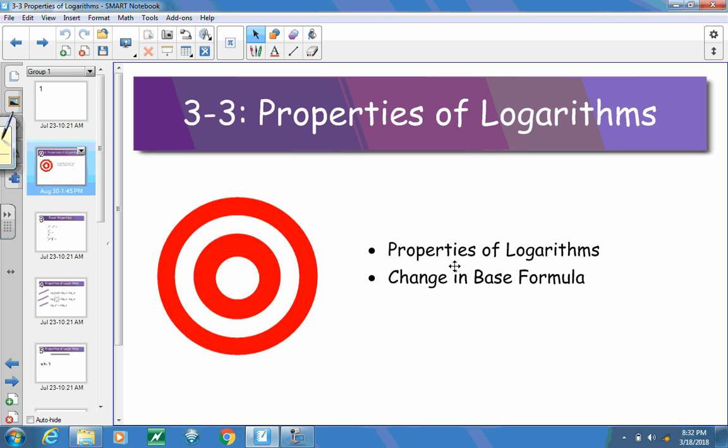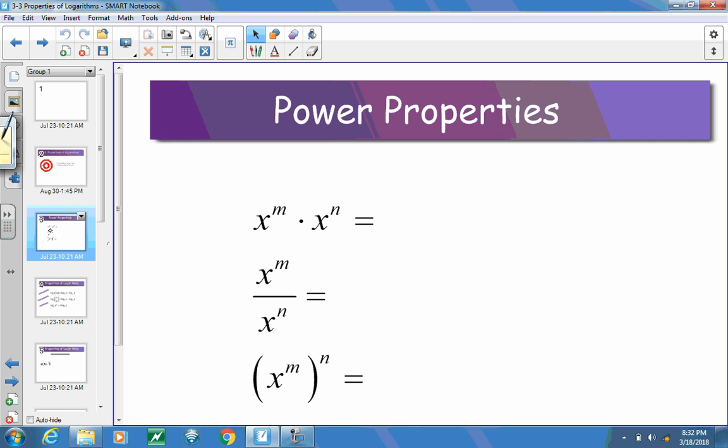So it's definitely important to be able to understand these properties and be able to use them. I'm going to talk about the properties of logarithms. I'm also then going to talk about the change of base formula. So first of all, when we start solving logarithms, you're working with exponents and you're solving for exponents.